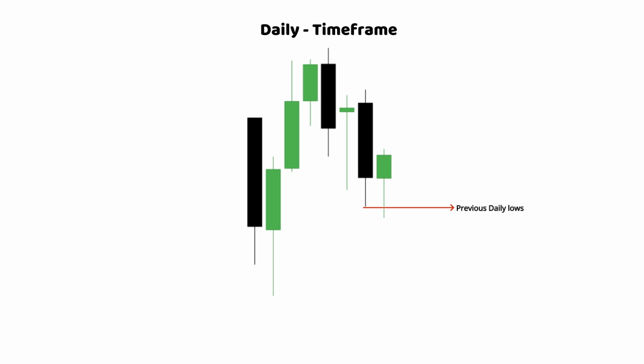But here's what sealed the deal for me. At the exact same time, silver was showing SMT divergence. While gold swept the lows, silver didn't. That's classic smart money behavior. So, we've got liquidity sweep, bullish reaction, and SMT confirmation. With all that lined up, I was confident this trade had potential. Now let's drop down to the 4-hour and see how we plan the entry.